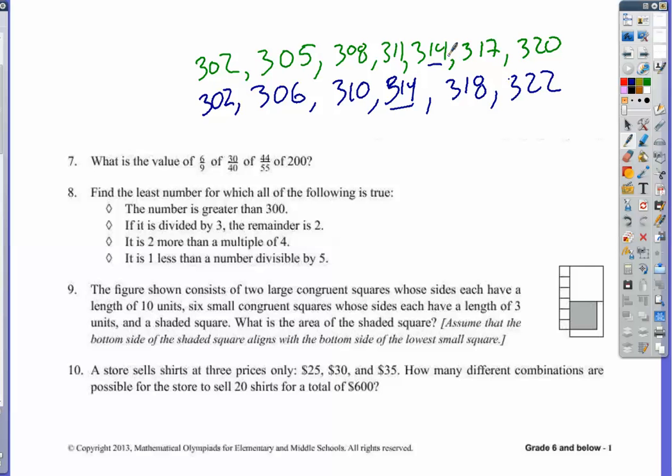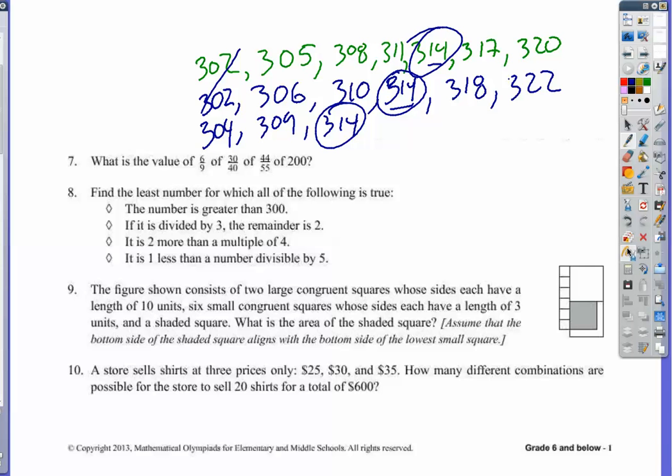Then the last one says, if it is 1 less than a number divisible by 5. So that would be 304. Well, so that's out. 309, 314. We have a winner. It's 314. It complies with all 3 of those.